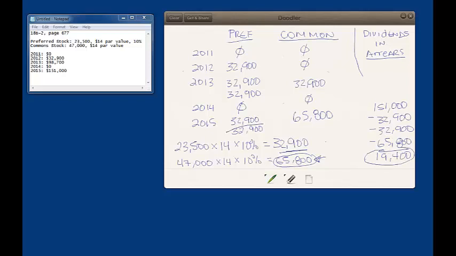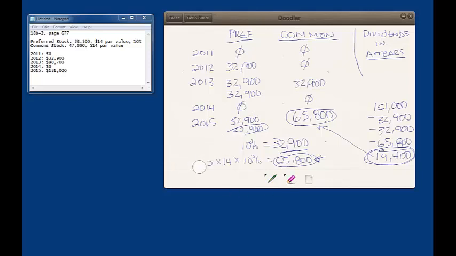This is step 1, step 2. Now we move to step 3, and we determine the par value of preferred and common stock if the preferred stock is participating. In this situation, the preferred stock is non-participating, so all of the remaining dividend goes to the common stockholders. Okay, so the common stockholders get, not only do they get $65,800, they also get the remaining $19,400.